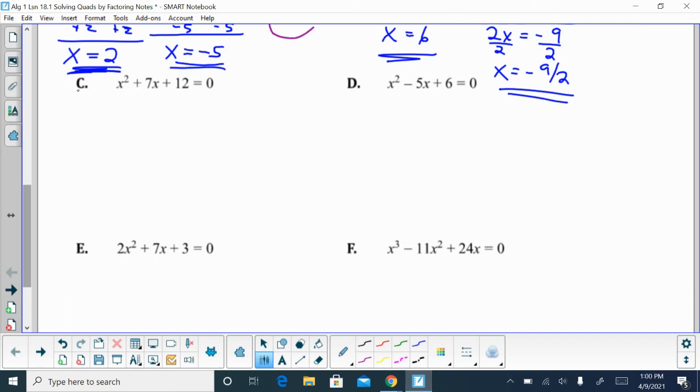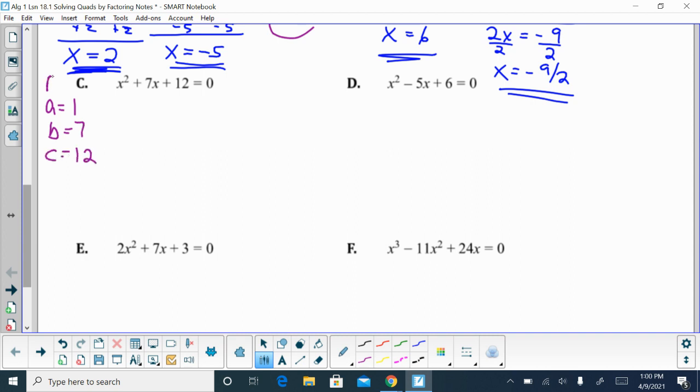Hello again. We are working on example C, solving quadratics. First thing I need to notice or ask myself, is this in standard form? So yes, x squared, x to the first, no x. So then I can identify that A is 1, B is 7, and C is 12.